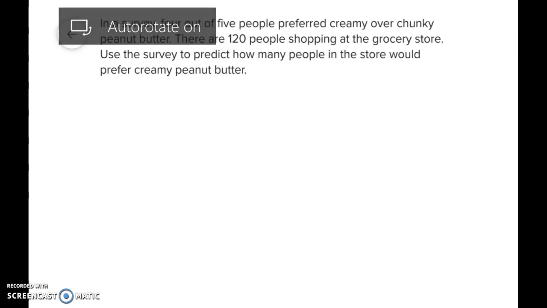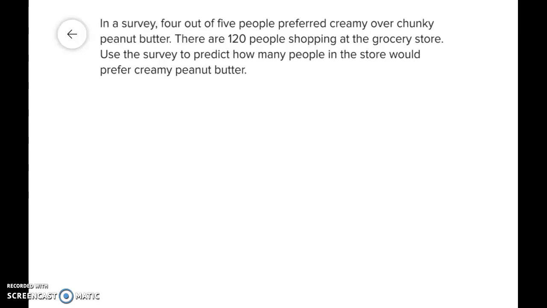All right, so here we go. We're going to read the question for solving ratio problems. In a survey, 4 out of 5 people preferred creamy over chunky peanut butter. There are 120 people shopping at the store. Use the survey to predict how many people in the store would prefer creamy peanut butter.